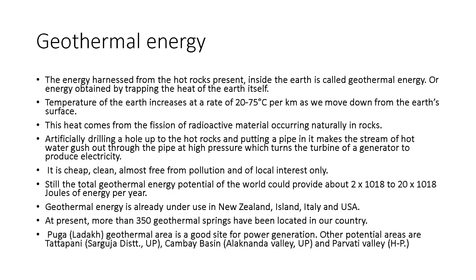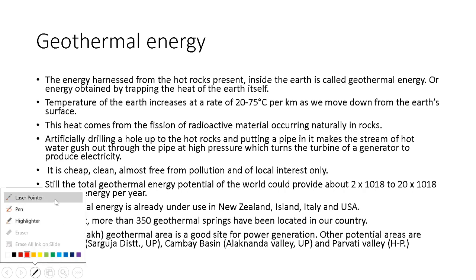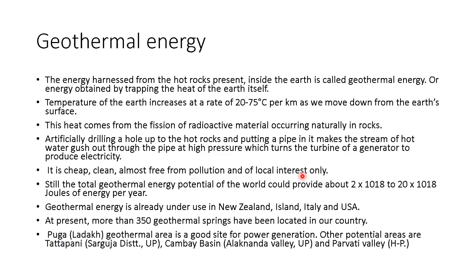Okay, so this can be used in three ways. One is geothermal electricity, another is geothermal heating through deep earth pipes, and the other is geothermal heating through heat pumps. Okay, artificially drilling a hole to the hot rocks and putting a pipe in it makes a stream of hot water gush out through the pipe at high pressure, which turns the turbines of the generator to produce electricity. Okay, so this is a clean, cheap, and pollution free source which is available in nature.